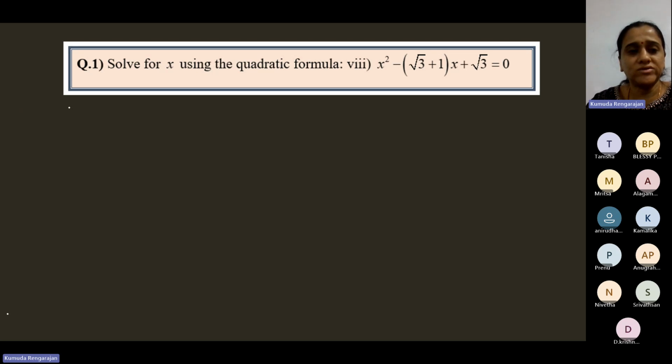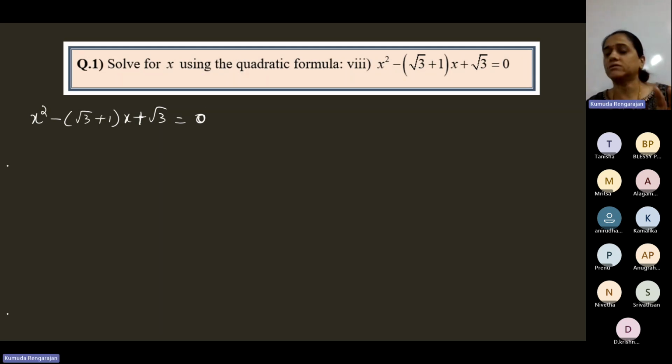If the question is simply solve for x, x square minus root 3 plus 1 into x plus root 3 is equal to 0, always look out. If you open up the brackets and you think there will be 4 terms with 2 x terms, then you can do the grouping method. If on opening the brackets you find one x square term, 2 x terms, and one constant, then you can factorize by grouping.